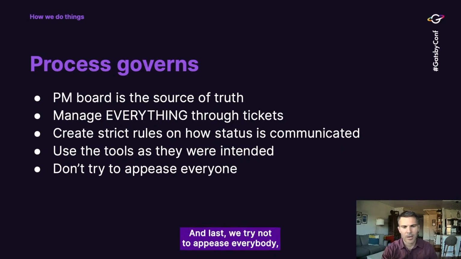And last, we try not to appease everybody. Meaning, if somebody's got a problem in our process, it doesn't mean they're wrong and it doesn't mean that we can't change. But what we ask is that they bring that to the company and we improve over time with them. So rather than changing on a dime, we're really asking for that feedback and we'll improve our process with that piece of feedback in the future.